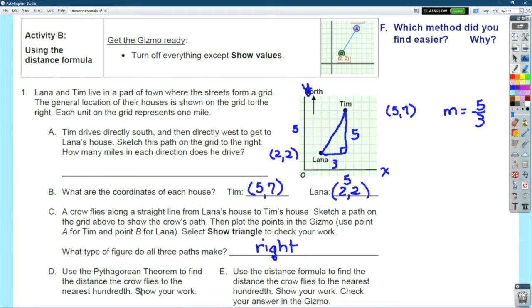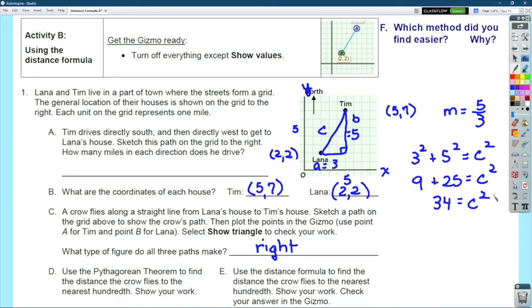Use the Pythagorean theorem to find the distance the crow flies to the nearest hundredth. Show your work. Okay, so first we're going to use the Pythagorean theorem. Let's make this A, let's make this B, and let's make this C. So I can do 3 squared plus 5 squared equals C squared. 9 plus 25 equals C squared. And 9 plus 25 is 34, and that equals C squared.